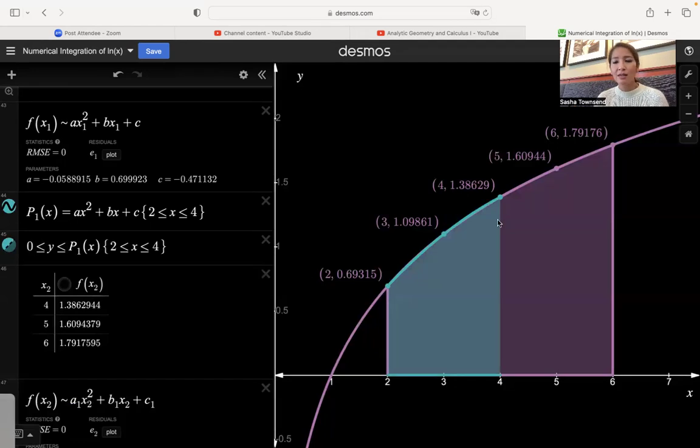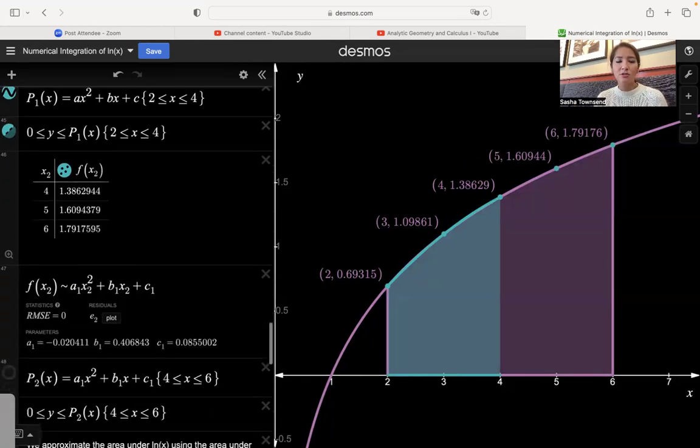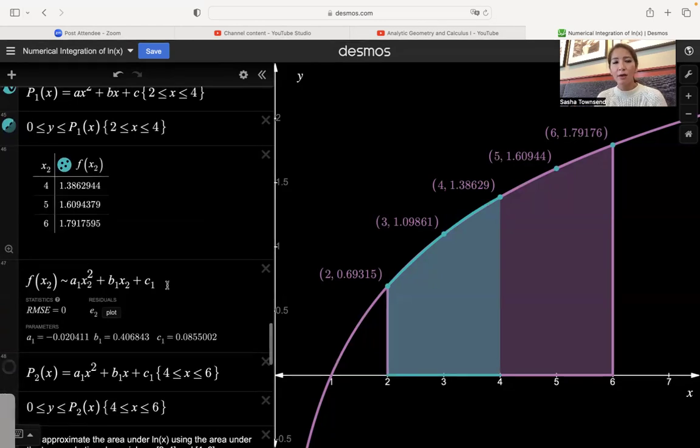We're going to do the same thing using the points 4 natural log of 4, 5 natural log of 5, and 6 natural log of 6. So we plot those points again, and then we create a table of values, and then we have Desmos come up with the coefficients for that second degree polynomial that passes through those points.